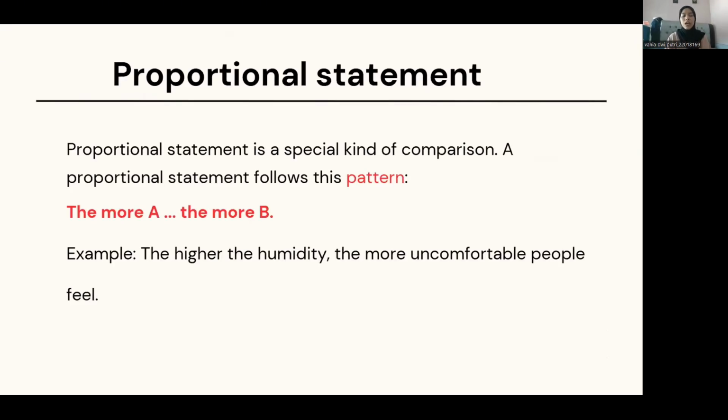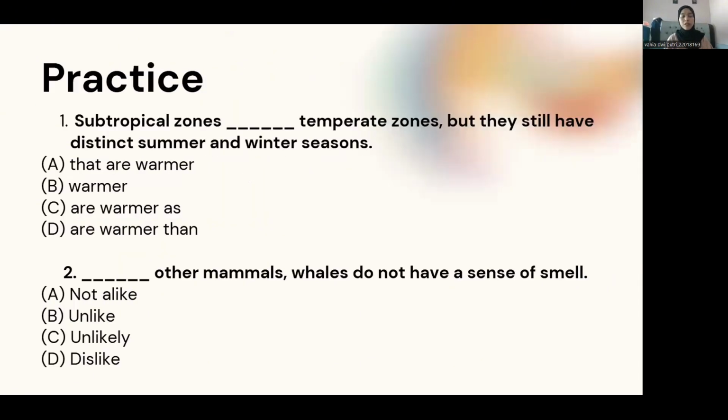Proportional statement. A proportional statement is a special kind of comparison. Here's the pattern: the more A, the more B. Example: the higher the humidity, the more uncomfortable people are. We cannot change it. Okay, that's all the material about missing comparison.